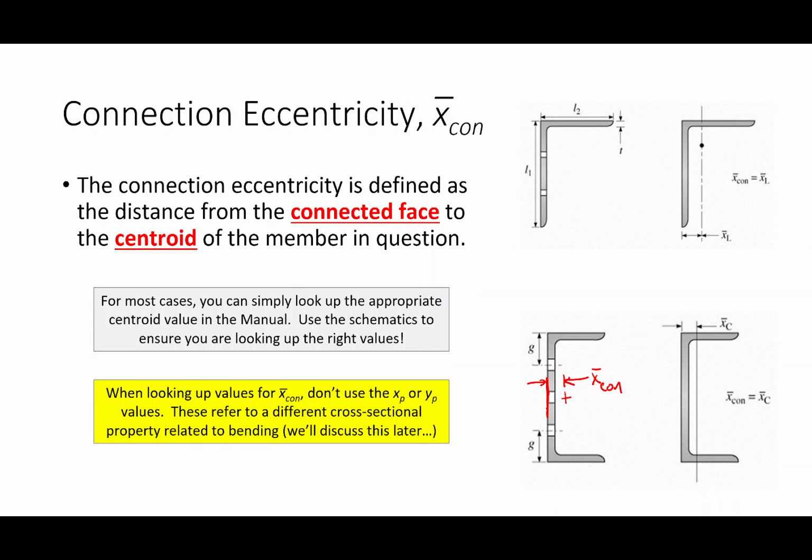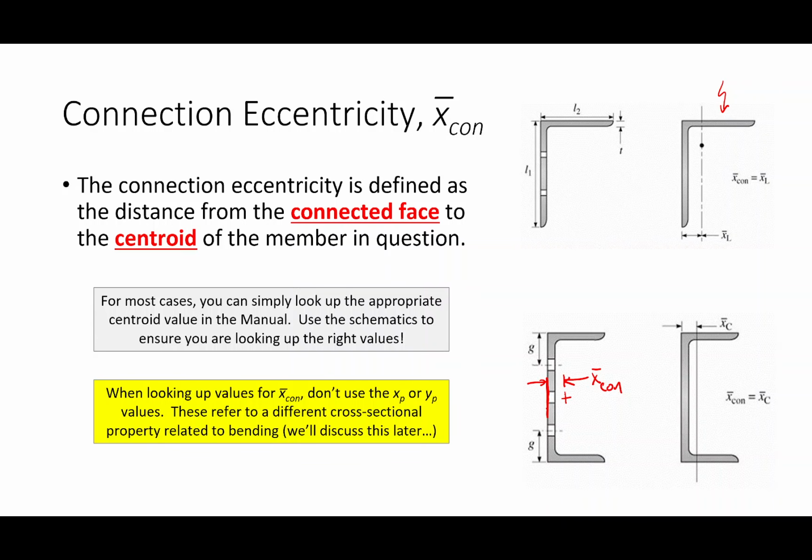Now for a channel that happens to be X bar. For an angle, that might not be the case. So for example, for this angle right here, the long leg is connected, and if the long leg is connected, it's X bar, but if the short leg is connected, it's Y bar, okay? So you just got to be careful which value you're using.